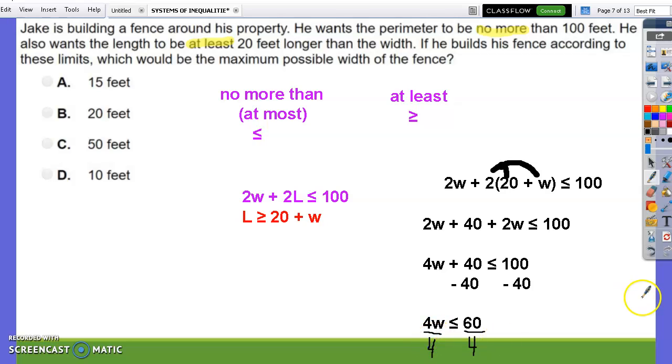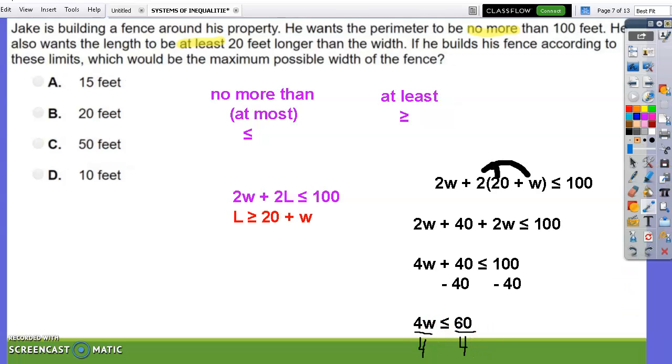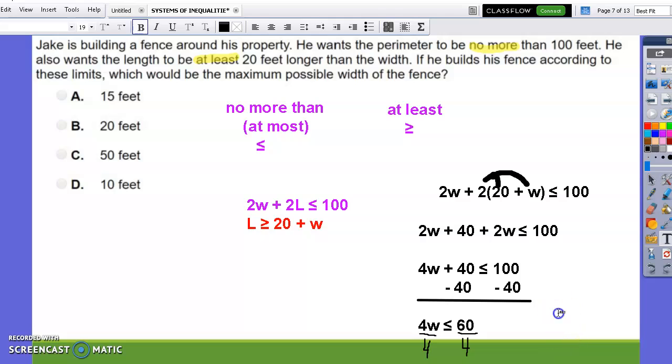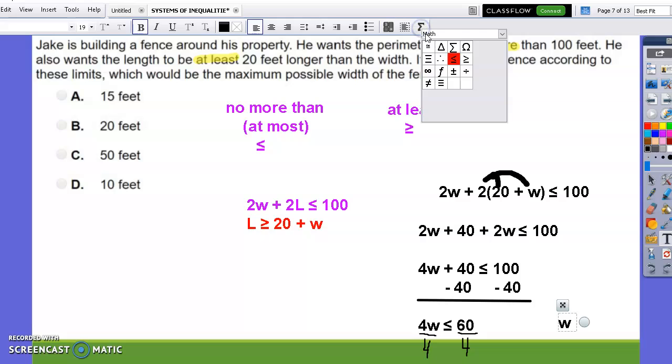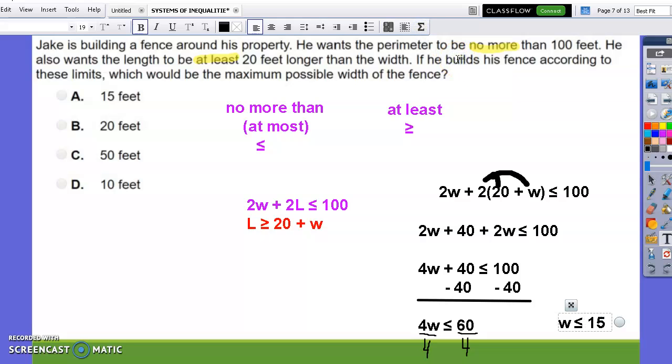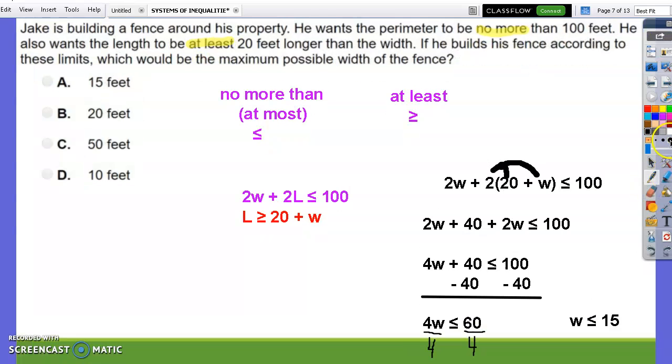To get, you also draw a line under here. I have to make it looking like some proper math is going on, you know? So, W is less than or equal to 15 feet. So the choice that goes with that is A. There you have it.